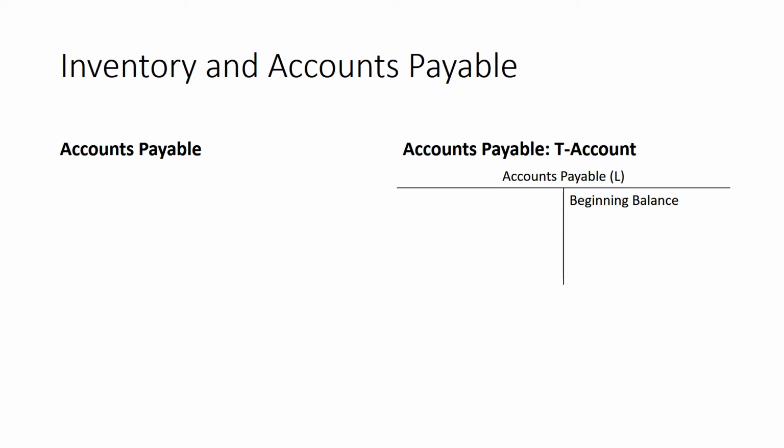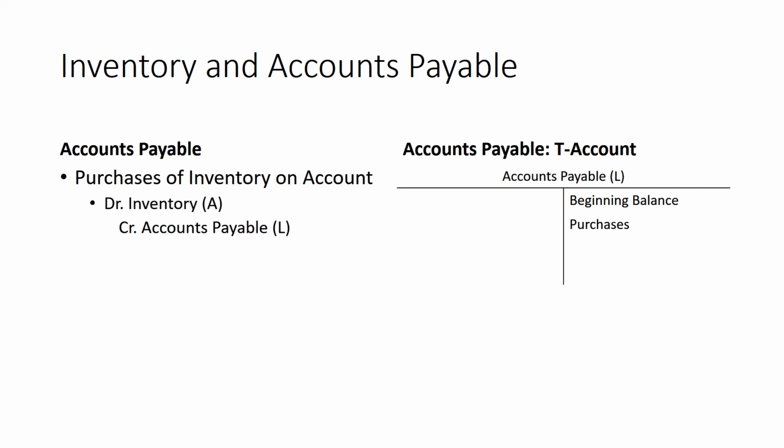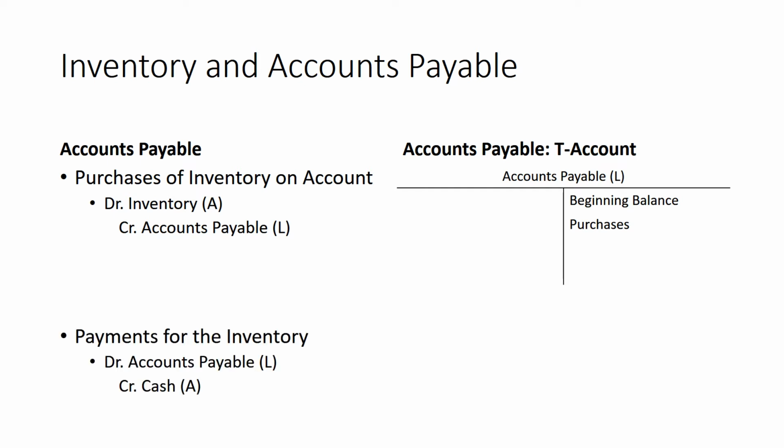Let's take a look at our accounts payable. Because it is a liability account, the beginning balance will be on the right-hand side of the T account. When we make a purchase of inventory on account, the amount is written in the right-hand side of the accounts payable T account. When we pay our suppliers with cash, then our cash payments get written on the left-hand side of our accounts payable T account. We can once again find the ending balance, and the ending balance will be on the right-hand side of our accounts payable T account.